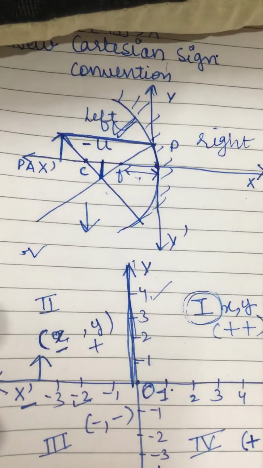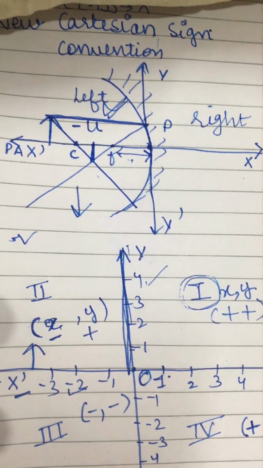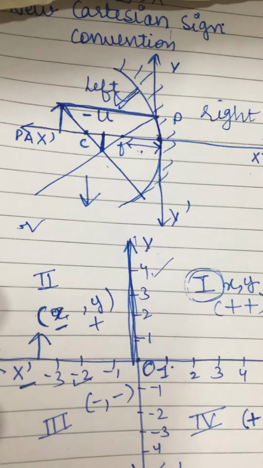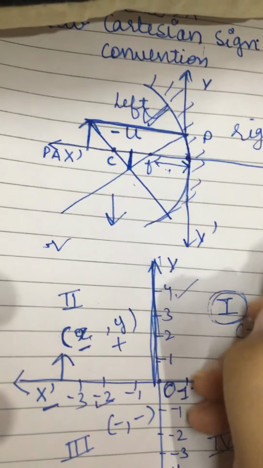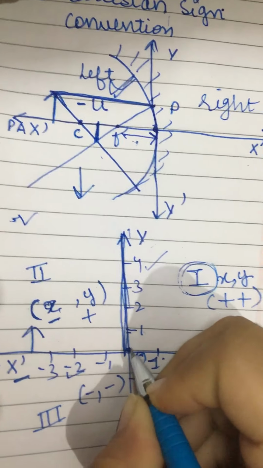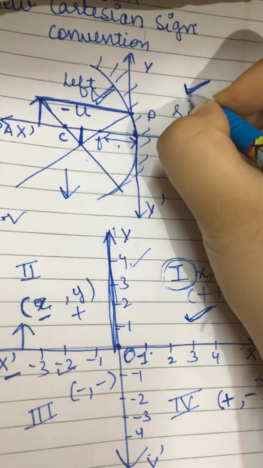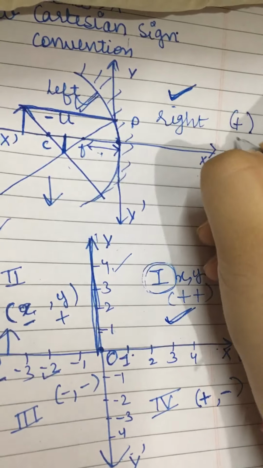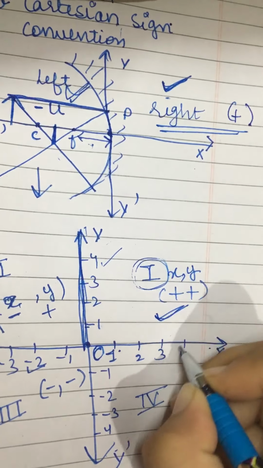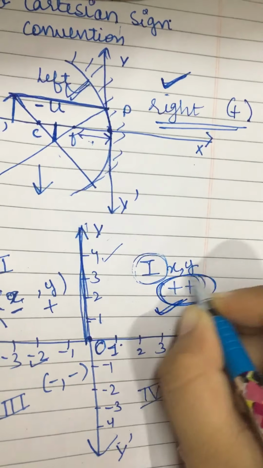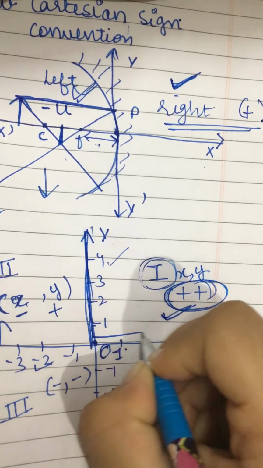All the distances which are measured to the right of the origin, this is the origin and this is the right side, will be positive, because here both the signs are positive, the numbers are also positive.